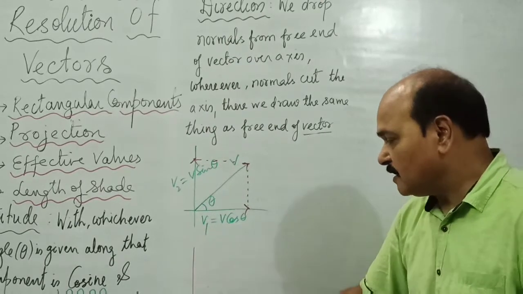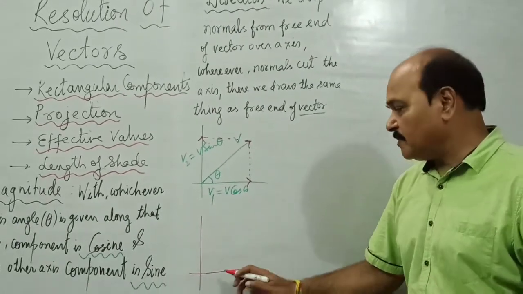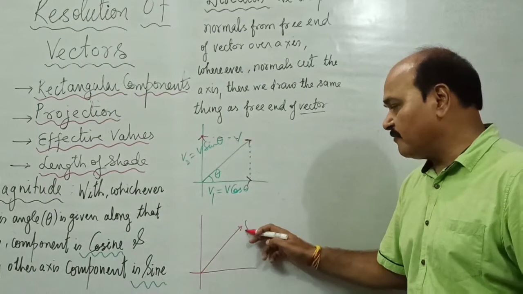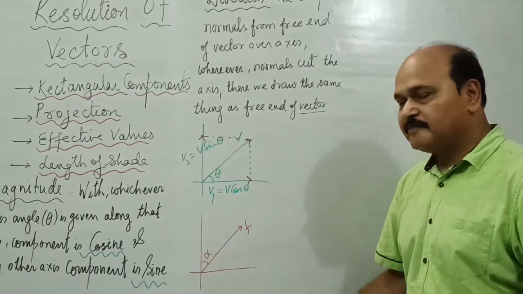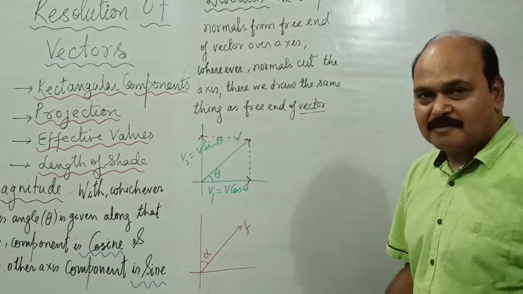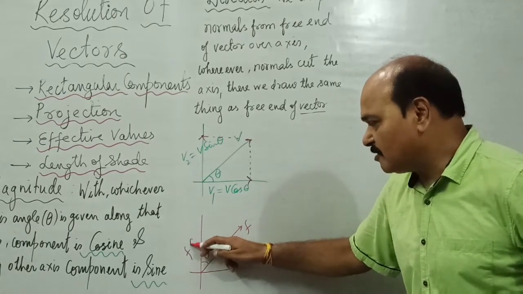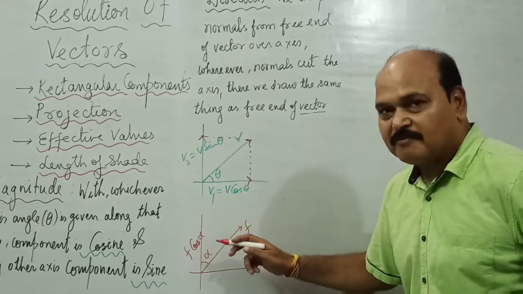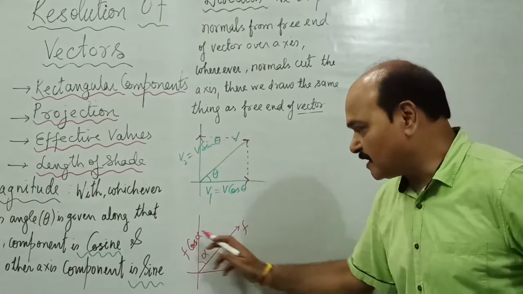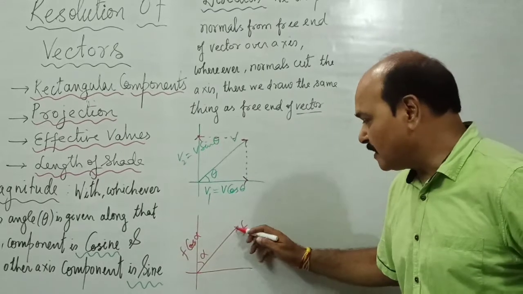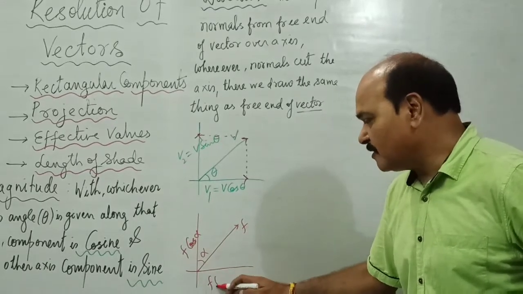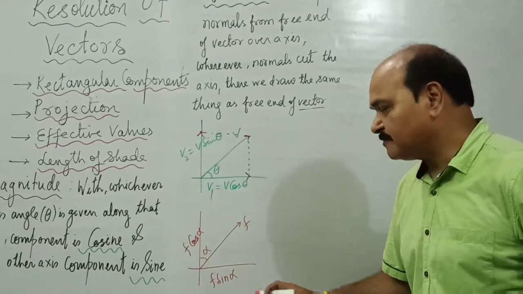Now if the axis remains the same and the vector is like this, f, and this angle is given as alpha. So what are its two components? Well, with regard to magnitude, the component in this direction is going to be what? Cosine component. With whichever axis angle theta is given, along that axis the component is cosine, and along the other axis the component is going to be what? Sine component, f sin alpha.